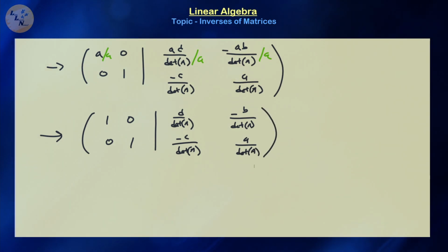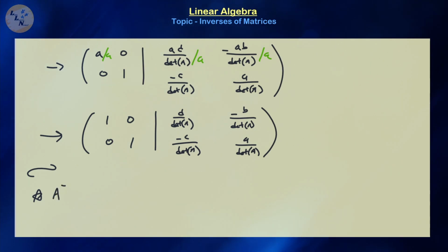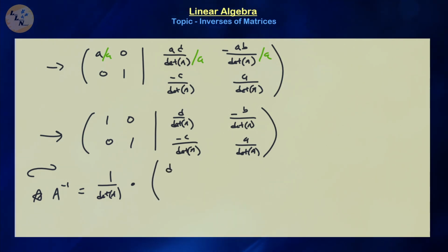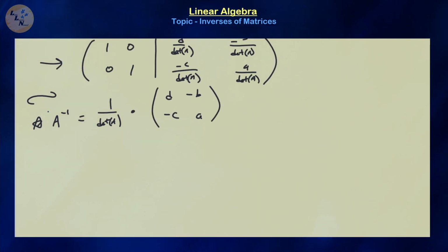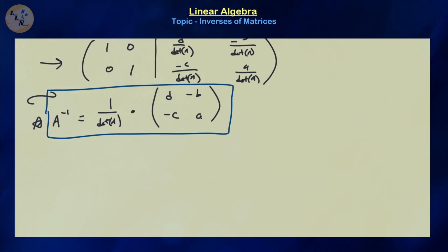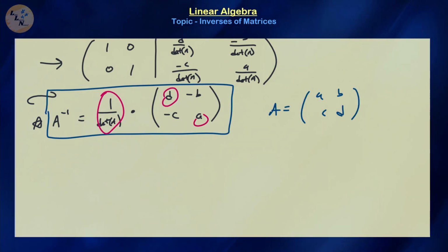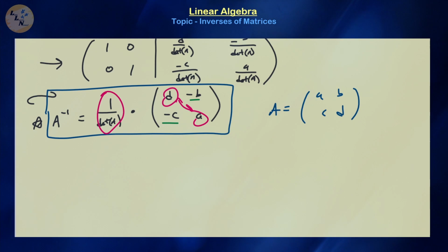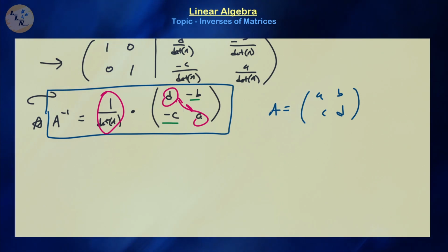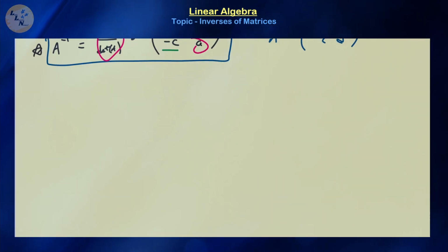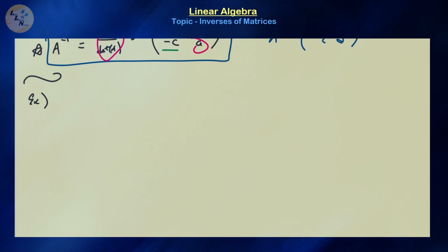Notice that we have a common entry there, so we can factor that out. So that's just going to be 1 over the determinant of A times the matrix D, minus B, minus C, A. And that is the general form for the inverse of our 2 by 2 matrix. So for our 2 by 2 matrix A, B, C, D, what you do is first find the determinant, divide by it, switch these two entries, and negate the cross diagonal entries, and that is going to give you the inverse of a 2 by 2 matrix, which is actually quite nice. So let's look at a numerical example just to see how you would go about that calculation.